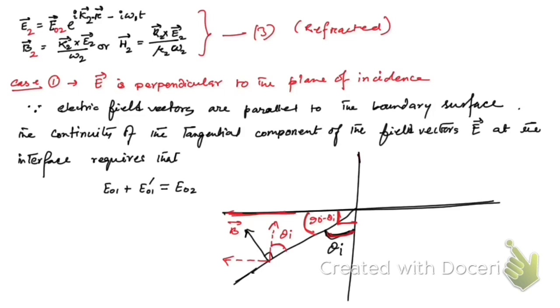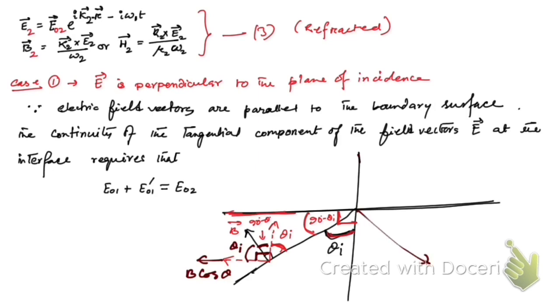Now you can see, if this is theta I, this must be 90 minus theta I, because this vector is perpendicular to this wave. So if this is 90 minus theta I, again you see these two are perpendicular. So if this angle is 90 minus theta I, that must be theta I. Hope you have understood. So that's why the tangential component of this B vector is B cos theta. This is the tangential component.